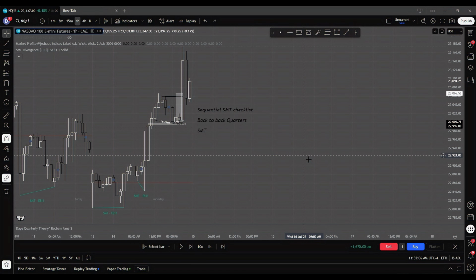And for our last portion of the video, we're going to be going over hidden body sequential SMT, and it's a pretty easy concept. It might be done in like 2 minutes. All right, see you guys in the next chart example.